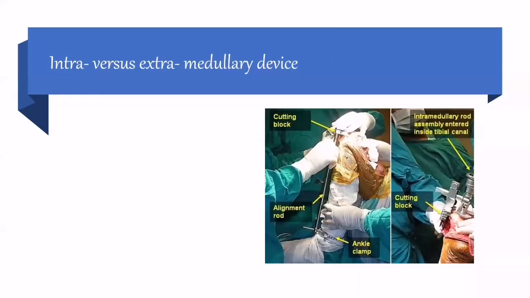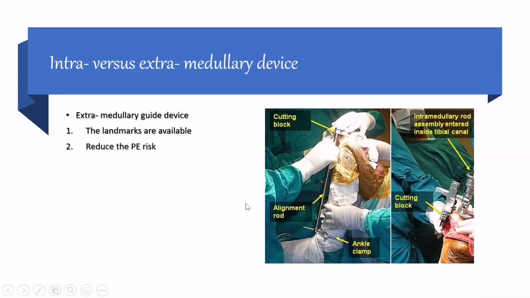So what about intra versus extramedullary devices? Many surgeons prefer this and that. Actually, there are no differences, but there are some technical issues. For the extramedullary device guide, the landmarks are available. All landmarks. You have the proximal tibia, the distal tibia, and it will not affect the fatty embolism or pulmonary embolism, as some cases or some literature suggested that intramedullary device have been shown an increase of the fat embolism.